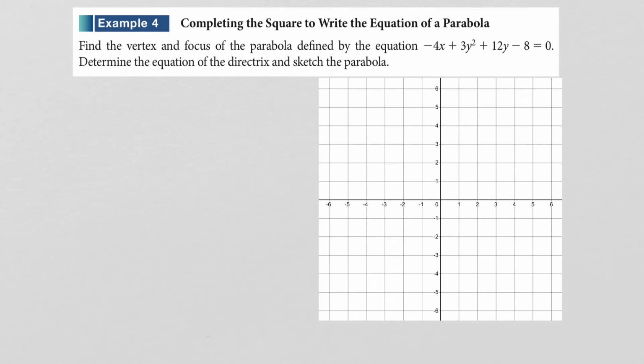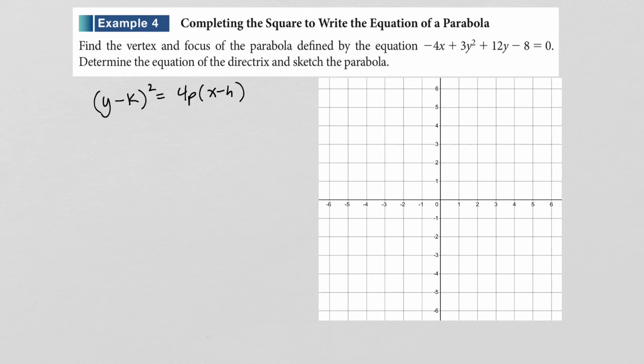In our next example, we have to complete the square to write the equation of a parabola. So for this equation here, they want us to find the vertex and the focus, and then determine the equation, and finally sketch a graph of the parabola.